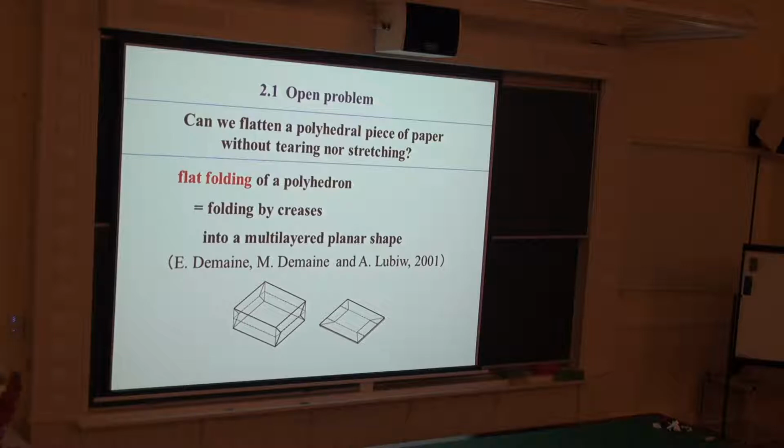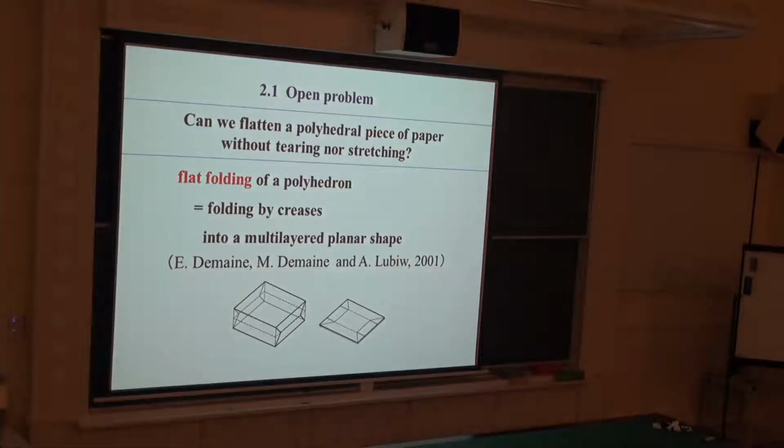So I brought here a container of juice. This is a box. And after we drink it, usually we flatten it here. This is what we call a flat folded state. And from the original box, is there a continuous motion? This is the question. Without tearing, without cutting, it's okay to fold like here. I put a crease here. So folding is okay. We can fold by creases. This is the question.